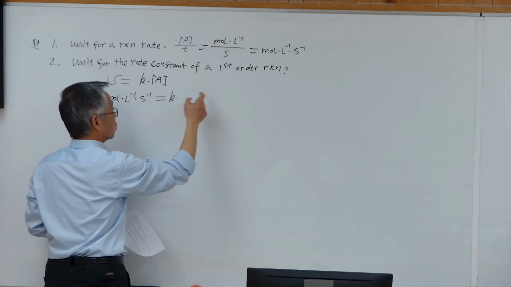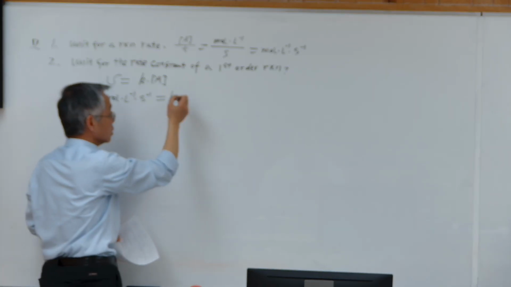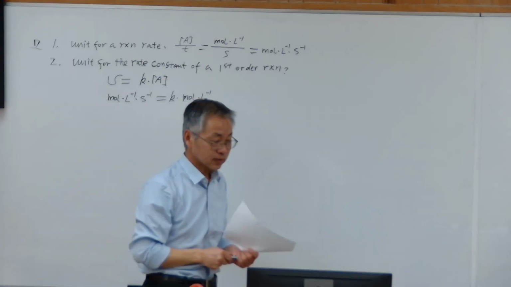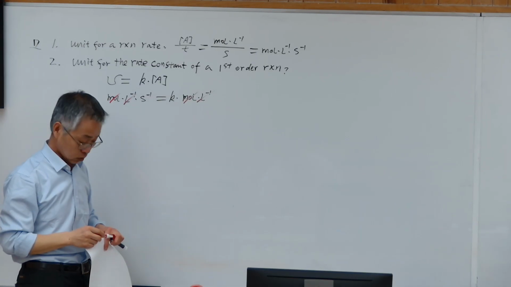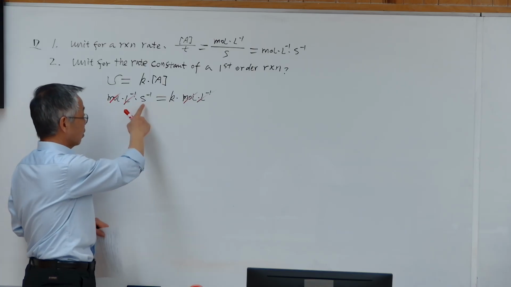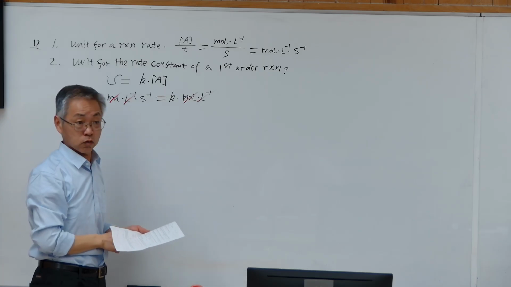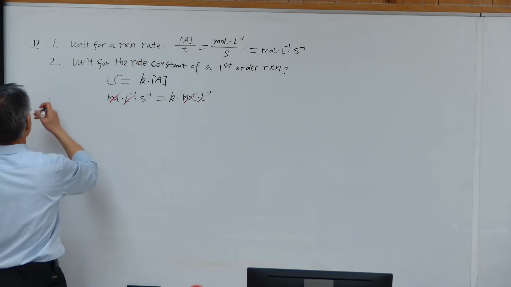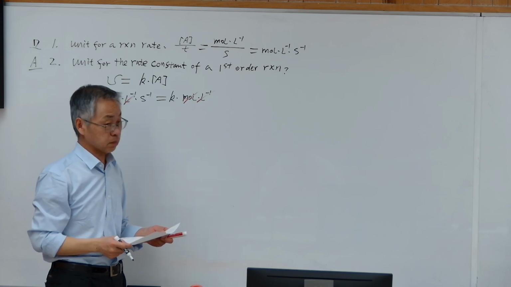Then we want to figure out K, the rate constant. And concentration is molarity, mole per liter, right? Then you find mole per liter is exactly the same on both sides. So clearly, K will have unit per second. This is for a first order reaction. Okay, so you choose A. The rate constant for a first order reaction has unit per second.